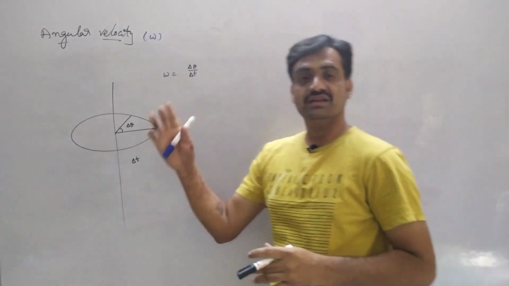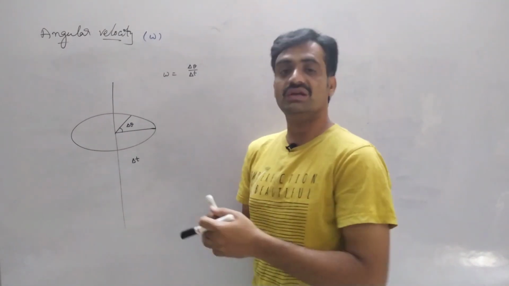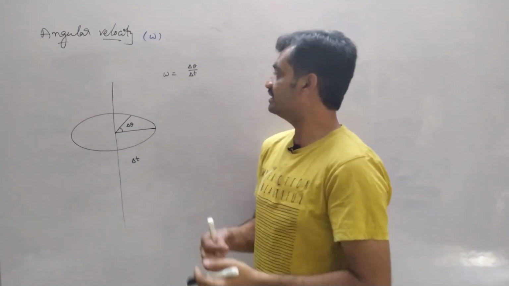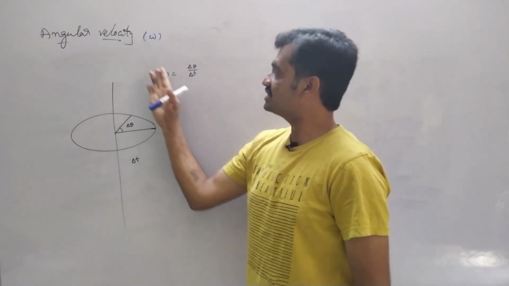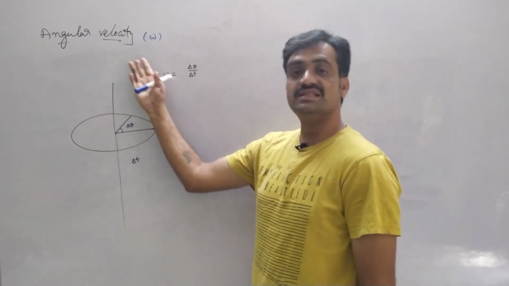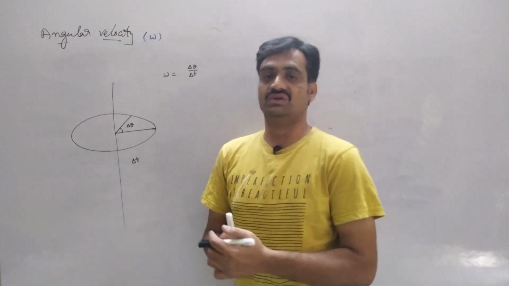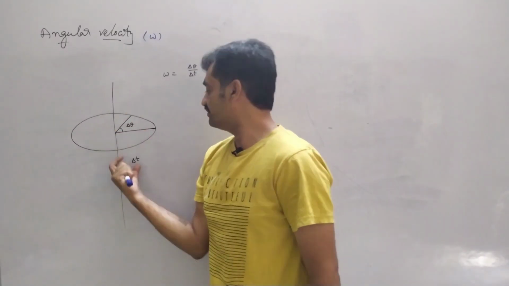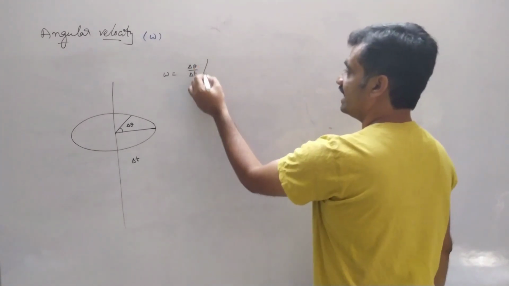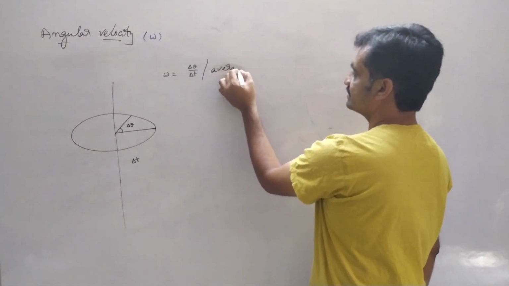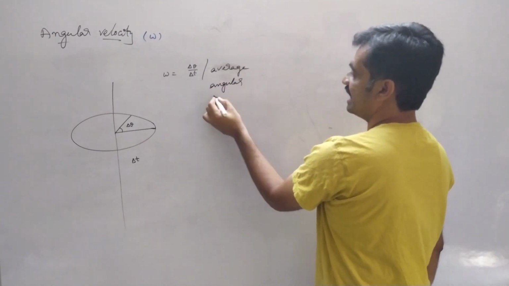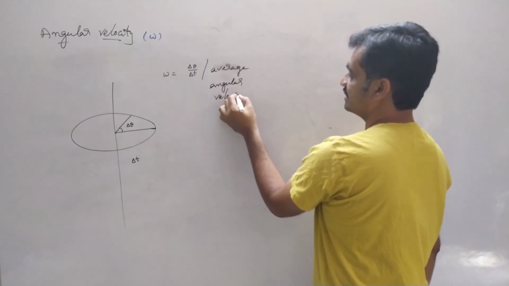As we had seen previously, linear velocity has average velocity and instantaneous velocity. In the same way, angular velocity also has average angular velocity as well as instantaneous angular velocity. If we take the change in angular displacement with respect to the change in time, then we represent it as average angular velocity.